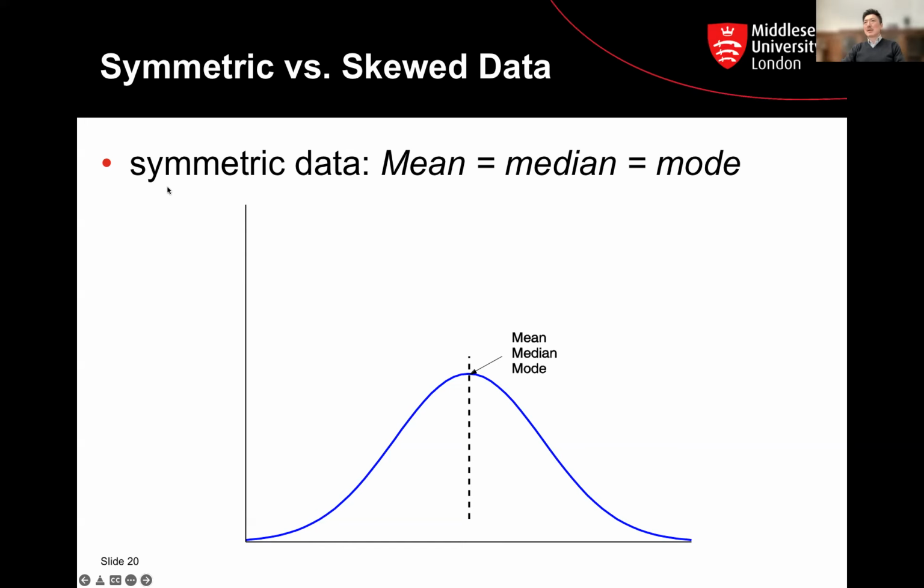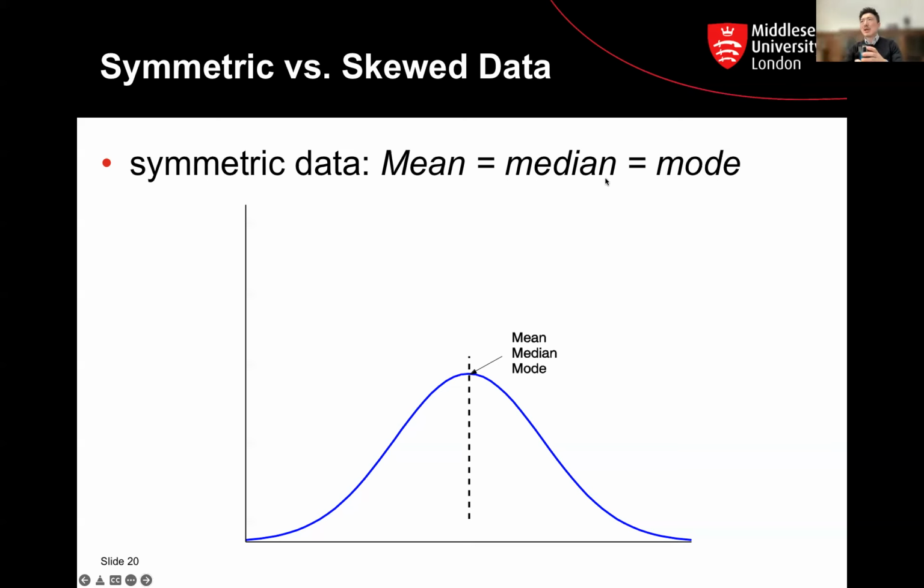Okay, and here it says symmetric data. Symmetric data means this curve is symmetric, so this will be the mean or the middle of the curve, and the left half is identical to the right half. So the left half is exactly the same as the right half. That gives you a symmetric curve. And in this case, the mean is equal to the median, if you remember.